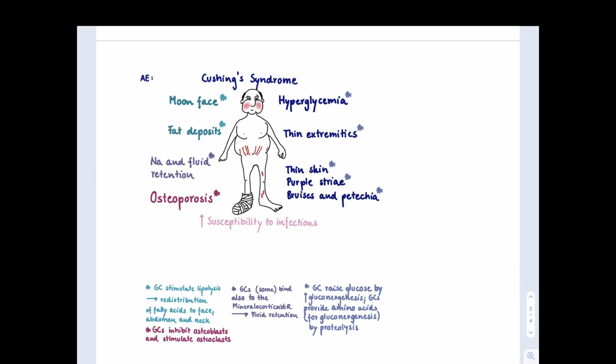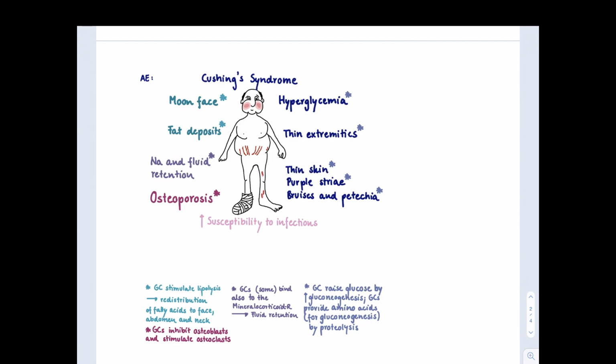So I just want to finish now with summarizing again the adverse effects of glucocorticoids, which are also sometimes referred to as Cushing syndrome. So we said glucocorticoids raise glucose. Therefore, it's very predictable that you're going to get hyperglycemia if you're using glucocorticoids. Now, to make new glucose, we need also amino acids. So how do we get amino acids? We break down protein. We break down protein in muscle, so that leads to thin extremities. We break down proteins in skin, that leads to thin skin, and also purple striae, bruises and patches as we break down proteins from blood vessels and skin.